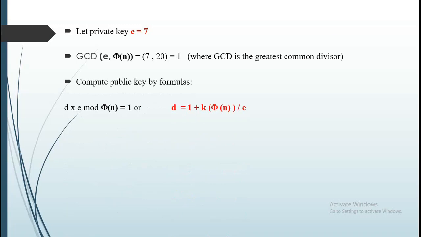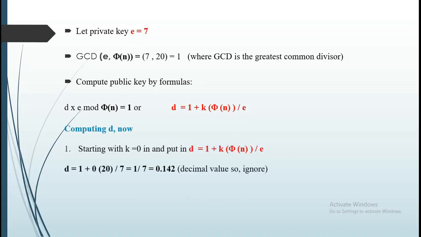You can use the formula of your choice, whether you are easy with the first one or the second one. I am going to use the second one. Let's compute the value of D now. So always start with k equal to 0 and put it in the formula, which is highlighted in red. After putting k equal to 0, we are getting the answer 0.142, which is a decimal value, not a whole number, so we have to ignore the value.